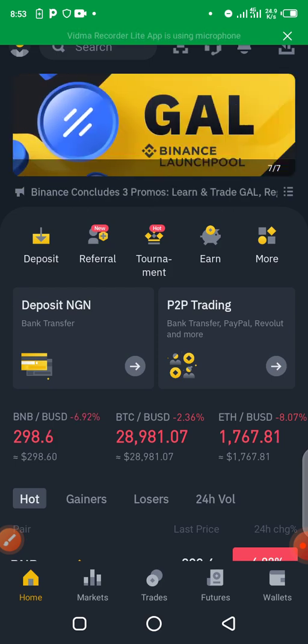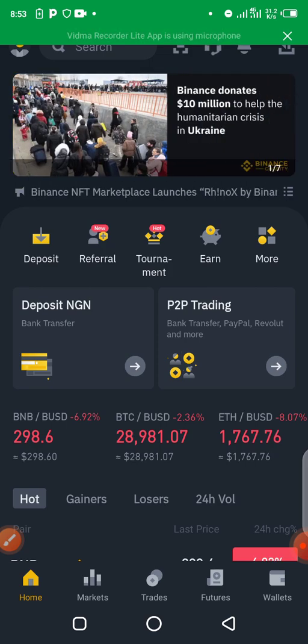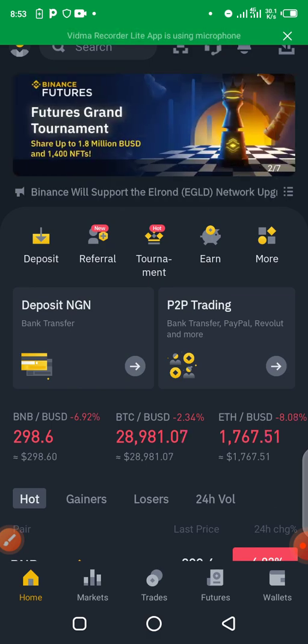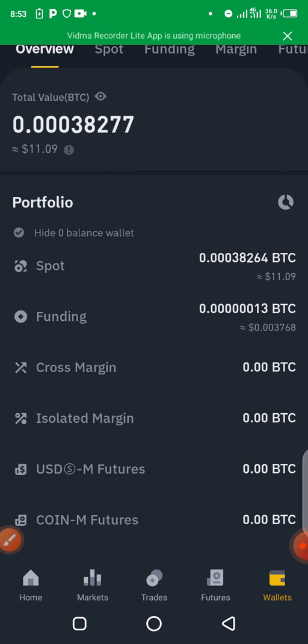So that's been done. We are going into funding, how to fund your futures wallet to enable you to start trading. Although in this wallet, I already have $10 worth of USDT on spot. It's a new wallet. So I can transfer to my futures wallet.